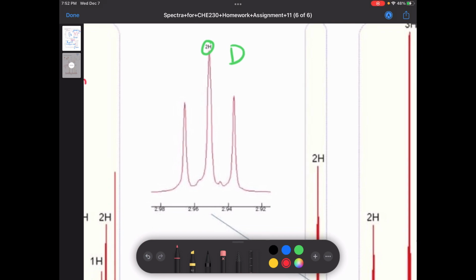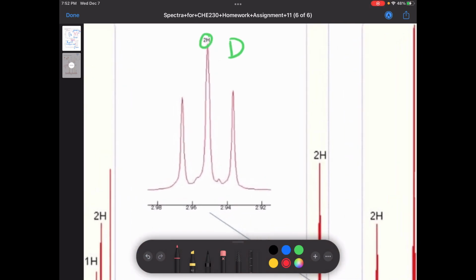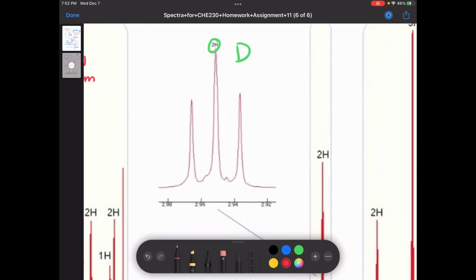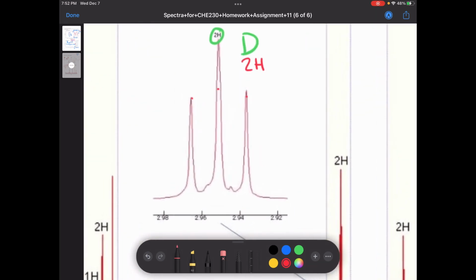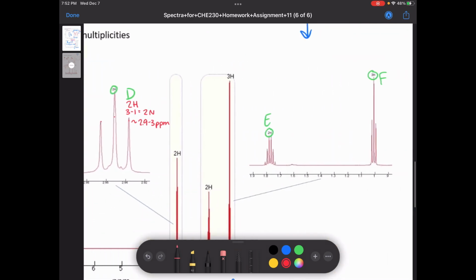All these peaks look the same. We got 2H. There's 2 hydrogens at this specific position. We got 3 peaks. 1, 2, 3. 3 minus 1. We got 2 neighbors again. 2.9 to 3 ppm. Whatever. Same difference. Okay. E.